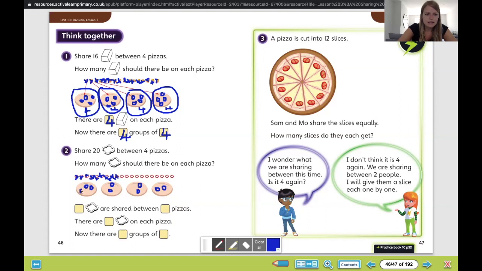If you're finding this a little bit tricky, you could use anything in your house. So you could have 20 counters. You could use 20 pieces of pasta. You could use 20 cuddly toys. It's up to you. And you can share them equally between 4 groups.